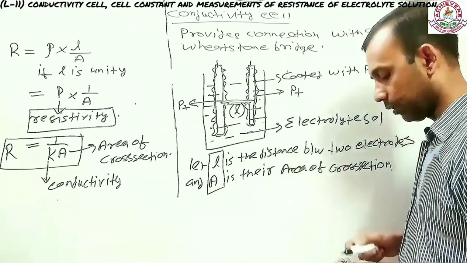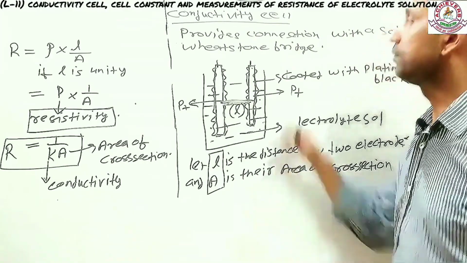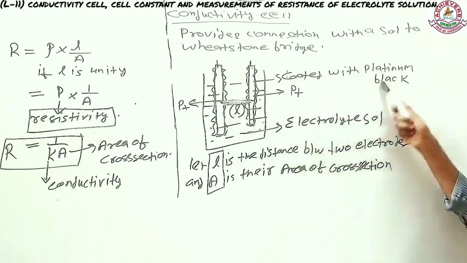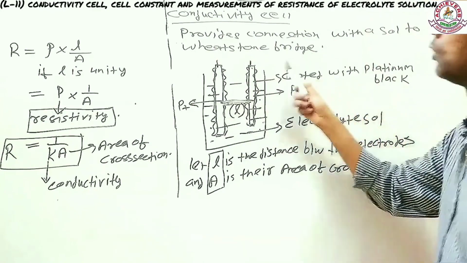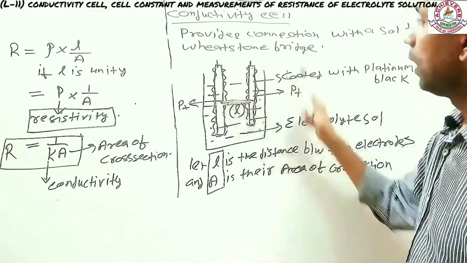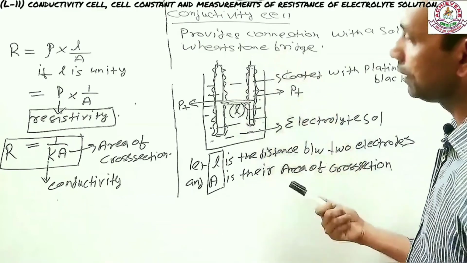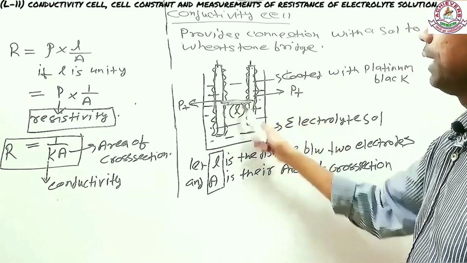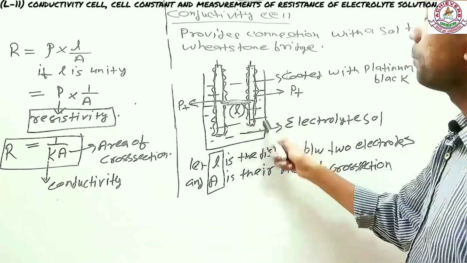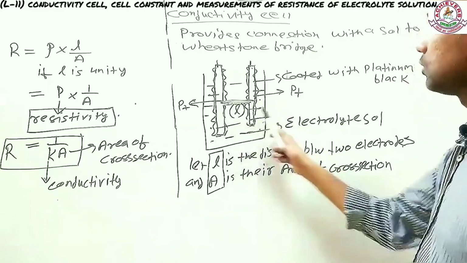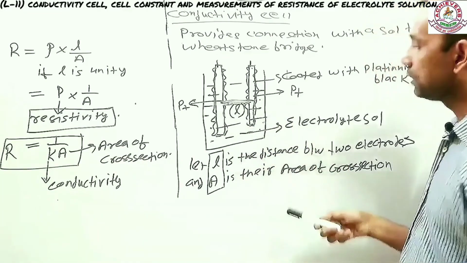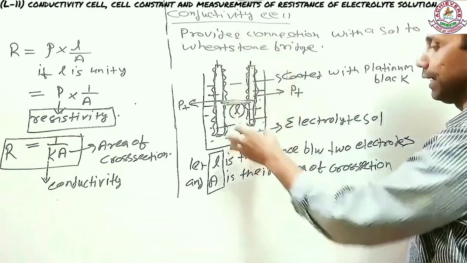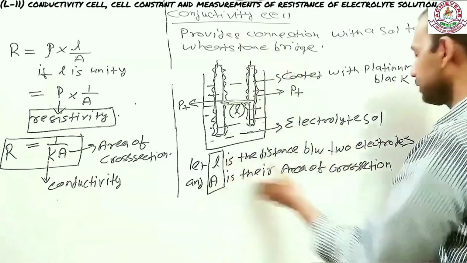Okay, let me repeat the whole thing. We were talking about a different kind of cell. It's called a conductivity cell. A conductivity cell is basically aimed to provide connection with the electrolyte solution so that we can find out the resistance using a Wheatstone bridge. It consists of two platinum electrodes having distance between them L, and their area of cross section is A. They are surrounded by the solution whose resistance has to be measured. So this entire setup is called a conductivity cell, and there you have the electrolytic solution. And I've explained what L and A are.